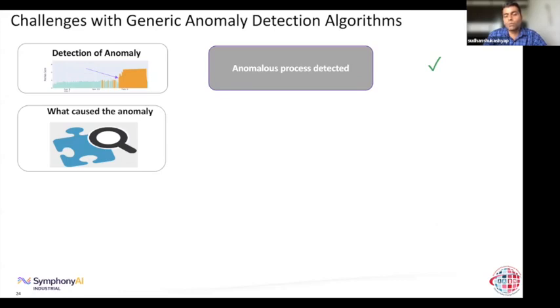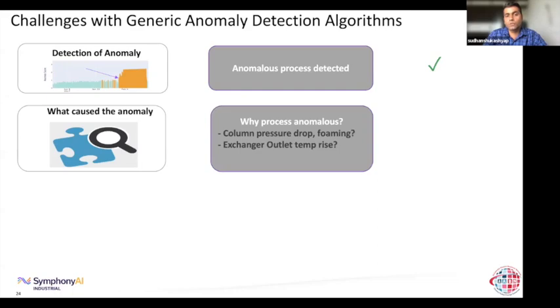So what caused that anomaly, whether it was a column pressure drop, or there's foaming happening in that column, or there is a rise in exchanger outlet temperature. We need to understand it, and generic algorithms cannot give you this. It's more like a black box. So you get to know that it detected an anomaly, and that's where it stops. But without knowing why it is happening, you can't do much about fixing the problem.